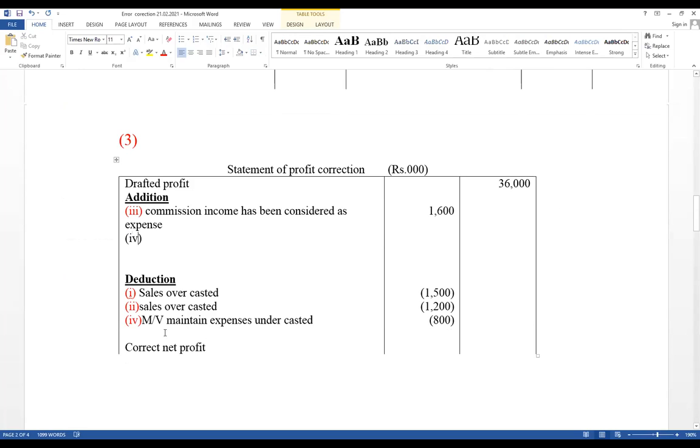But there are two parts. First, maintenance expense. Second, depreciation. Therefore, motor vehicle depreciation was overstated.